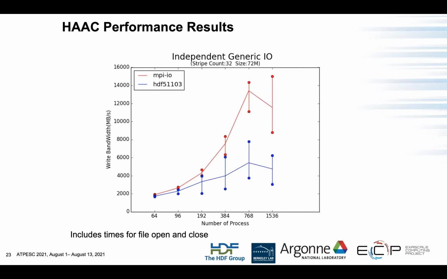So for the Hack performance, if we look at our initial implementation, Hack has an MPI IO only implementation. And so you can see the write bandwidth as a function of number of processes. And the blue line is the HDF5 implementation. So you can see that there's quite a performance differentiation between the MPI version that they are using and the HDF5 version.